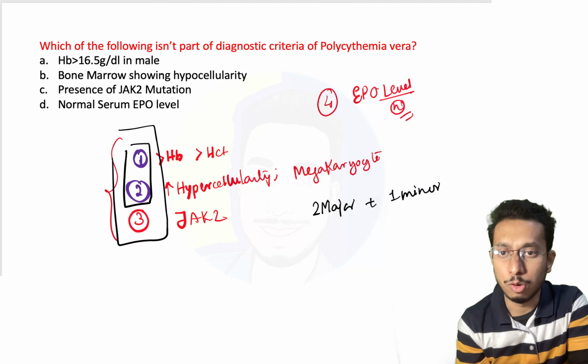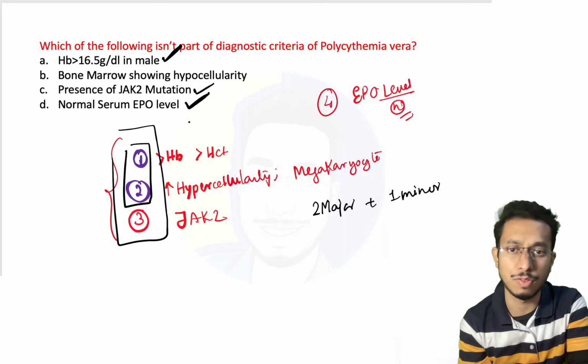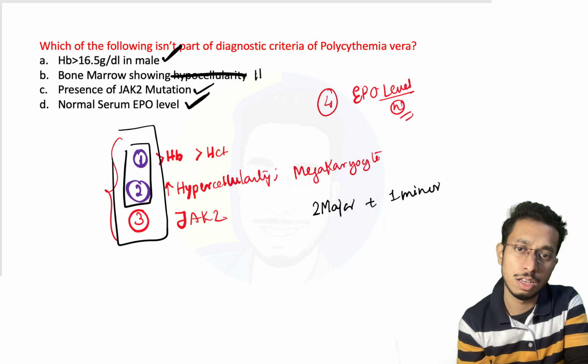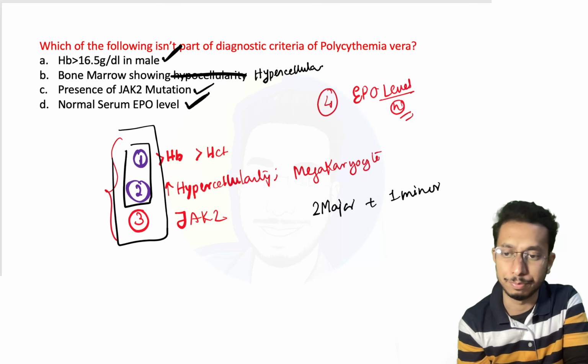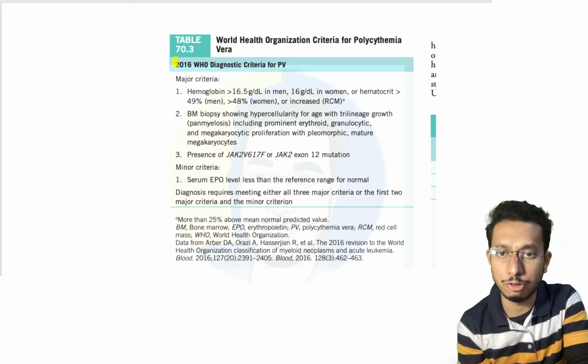So hemoglobin more than 16.5 gram per dl in male, yes, it is part of the diagnostic criteria. Presence of JAK2 mutation is part of the diagnostic criteria. Normal serum EPO is part of diagnostic criteria. Bone marrow showing hypercellularity, no, it shows hypercellularity. Okay, so here this is 2017 diagnostic criteria.